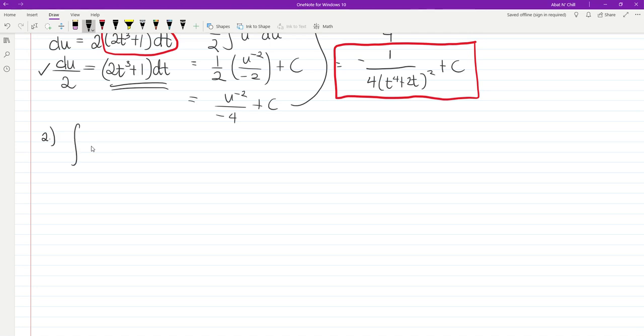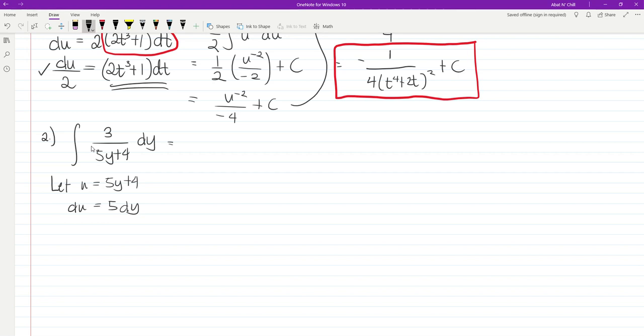For number 2, we have to get the integral of 3 all over 5y plus 4 dy. So the very first thing that we're going to do here is that we must let u equals 5y plus 4, so that if we get the derivative of that u with respect to y, because we have a variable y here, that would be 5 dy. So we have an available 3 dy here.